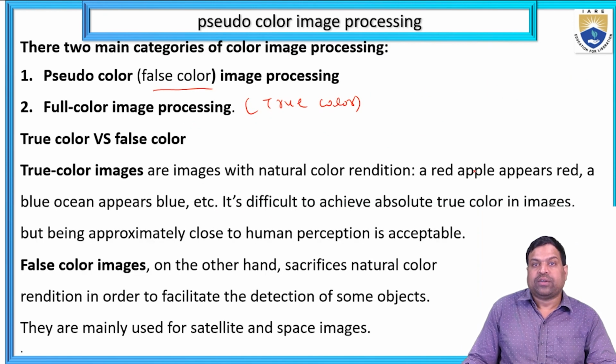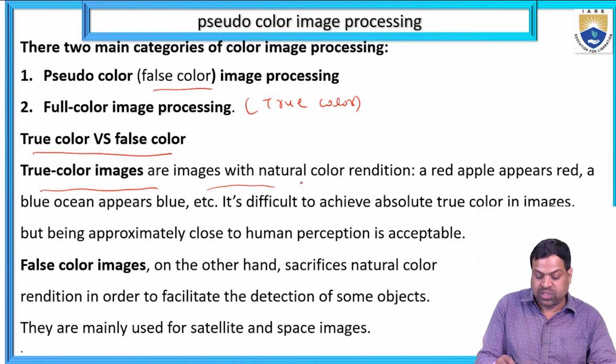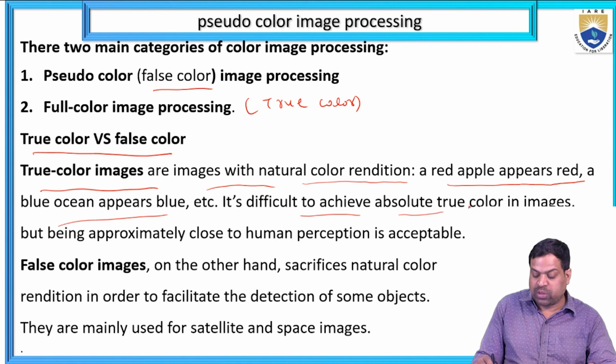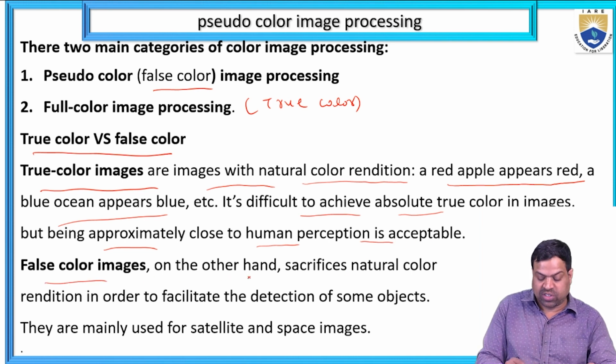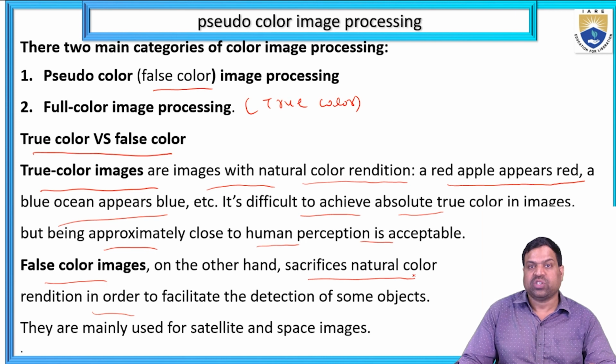So, in true color versus false color, the true colors are images with a natural color rendition. A red apple appears red, a blue ocean appears blue, etc. It is difficult to achieve absolute true color in images, but being approximately close to human perception is acceptable. Another one is false color images. On the other hand, they sacrifice natural color rendition in order to facilitate the detection of some objects. They are mainly used for satellite and space images.